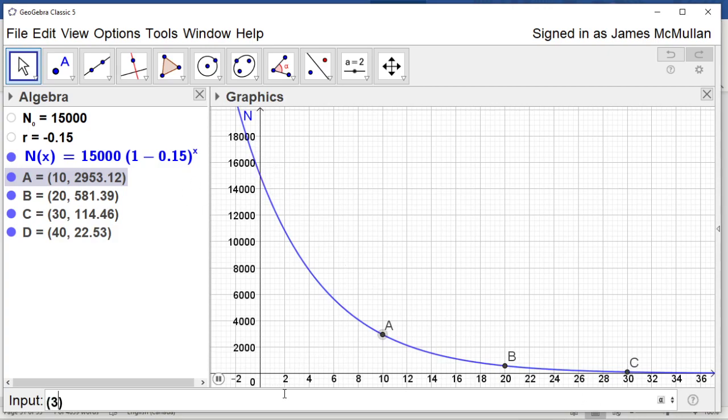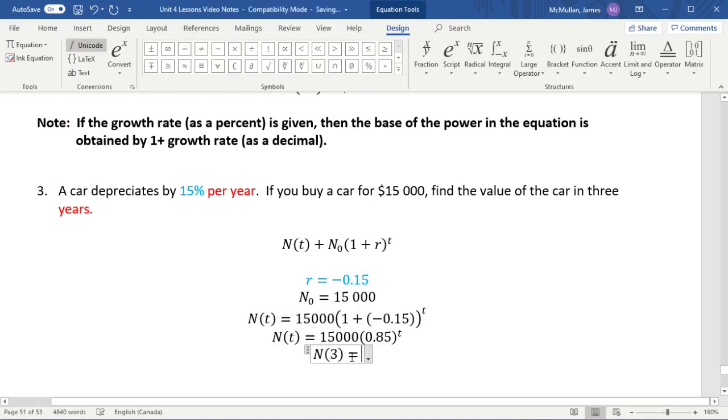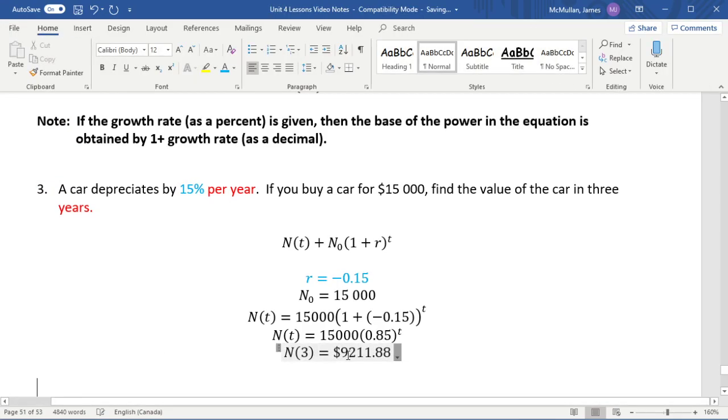In any case, they wanted us to know what it would be worth at 3, so let's do N of 3. 3 years later, your $15,000 car is worth $9,211 and 88 cents. Okay, so the car would only be worth $9,000 after 3 years.